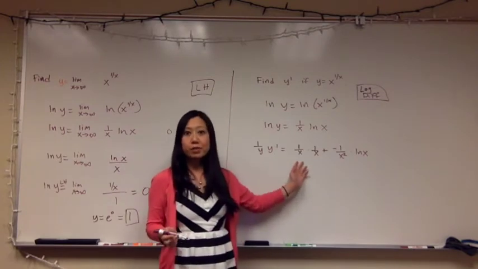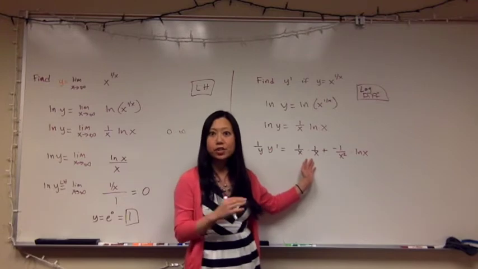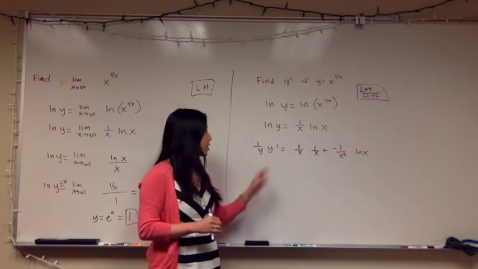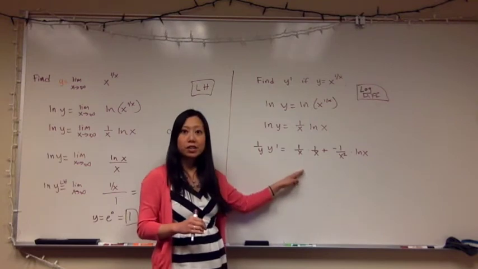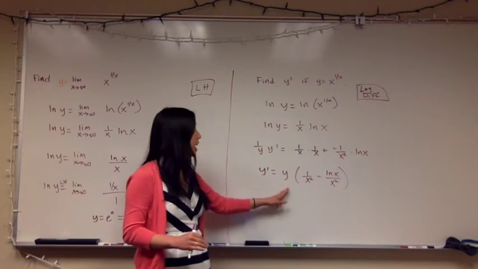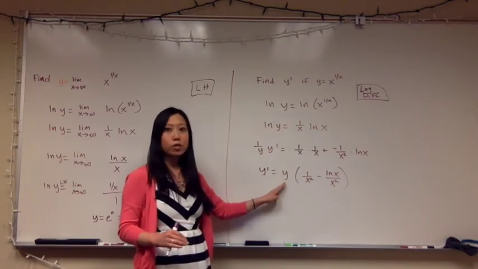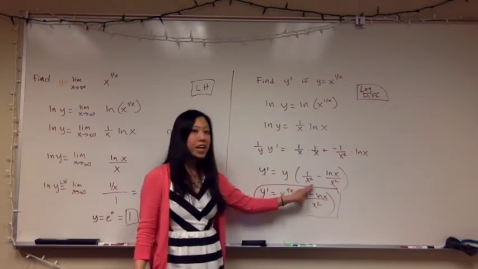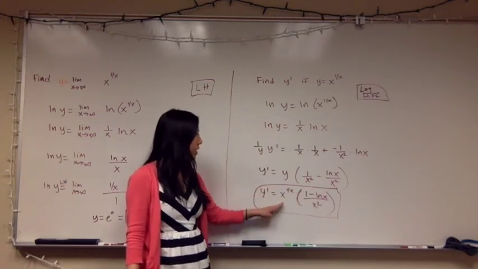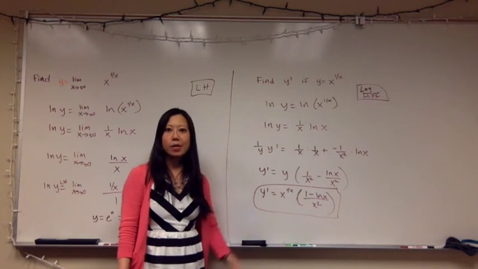Now I take the derivative of the right side, there's no y, so I just take the derivative normally using product rule. And so now I could bring the y over to the other side, simplify this right side. So now I just have to get rid of the y, and I plug y equals x to the 1 over x in. I combine these two into one fraction because they have the same denominator. I plug y equals x to the 1 over x in, and now we have our answer.